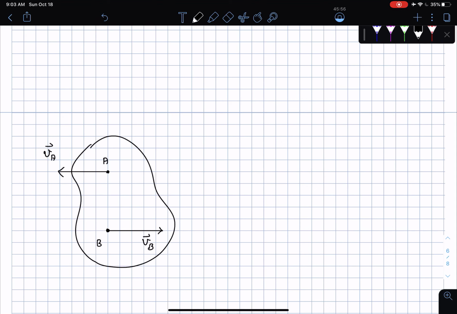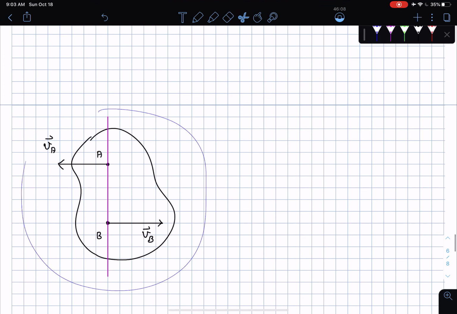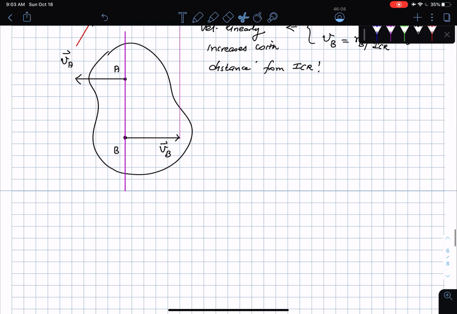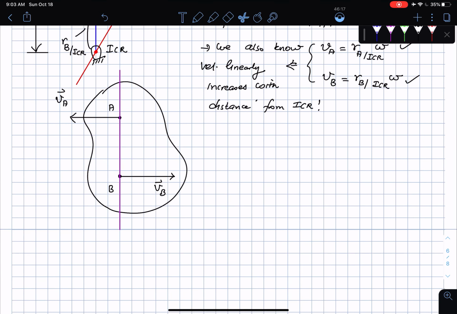Okay, how do I find the ICR? Once again, the same idea. I draw a line perpendicular to the two velocities. Let me bring this situation here. So this is another case. This is the line that is perpendicular to the velocities of the two points. I know that the velocity at the ICR has to be 0. I'm seeing that the velocity is changing direction here, so the ICR actually has to be in between these two points, which means that this point is now going to be the ICR.